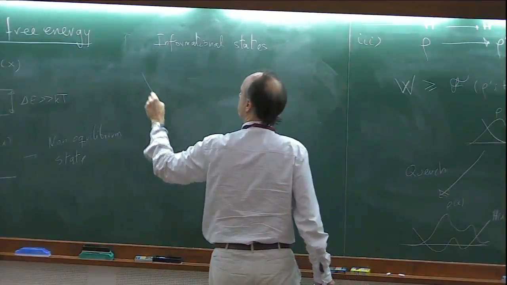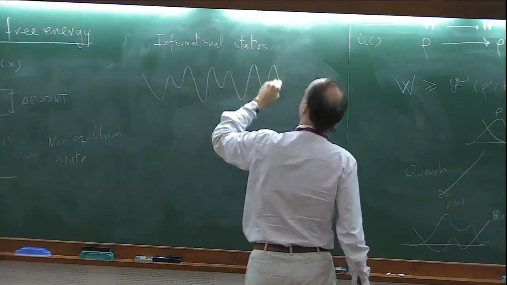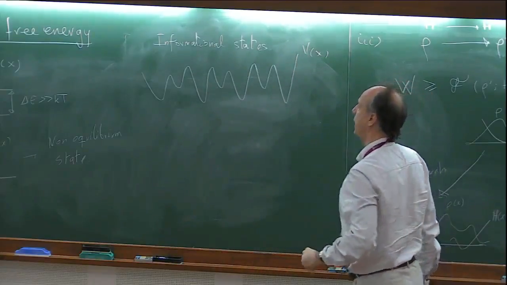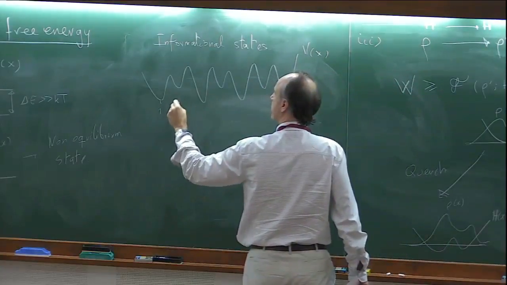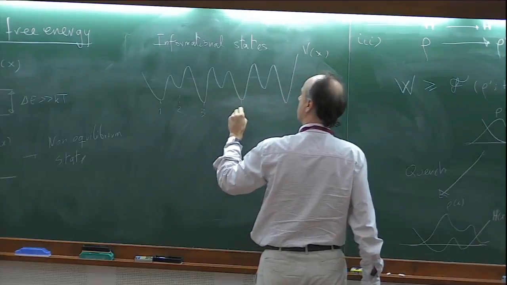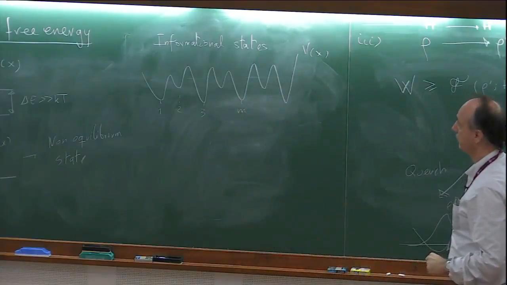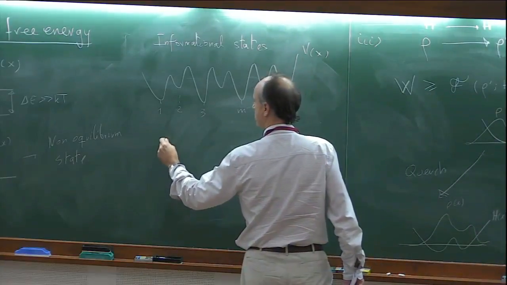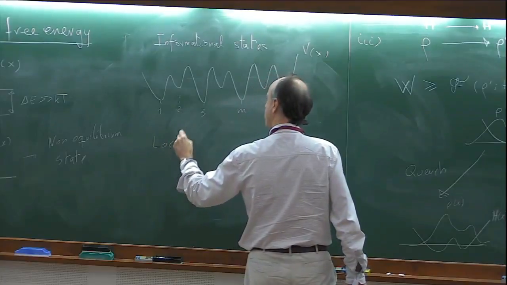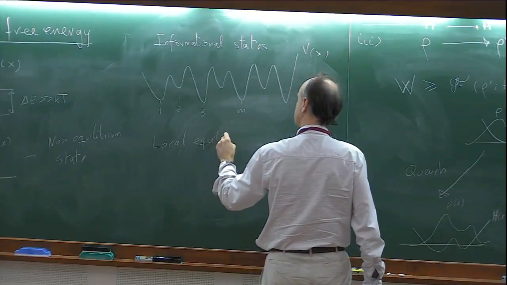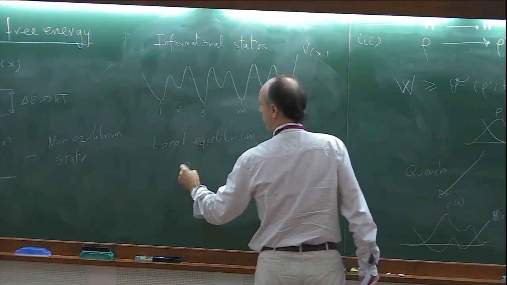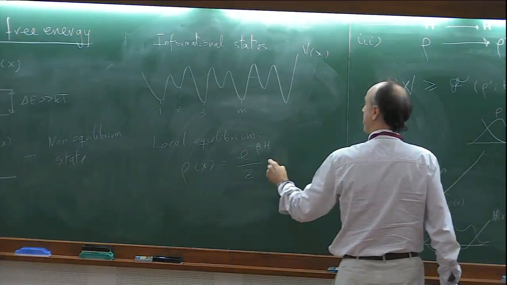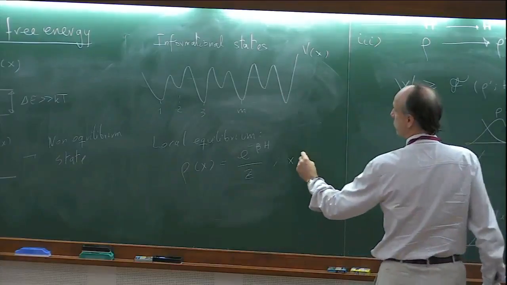I have a device or a memory with a lot of states and a possible Hamiltonian or potential. And I have my 1, 2, 3, I can label my states. And then my system is going to be in equilibrium locally. So rho of x is going to be exponential of minus beta H divided by zeta when the state belongs to one of these regions.